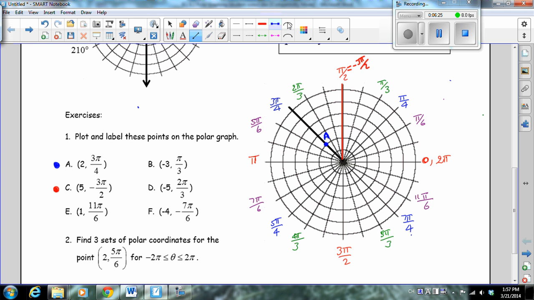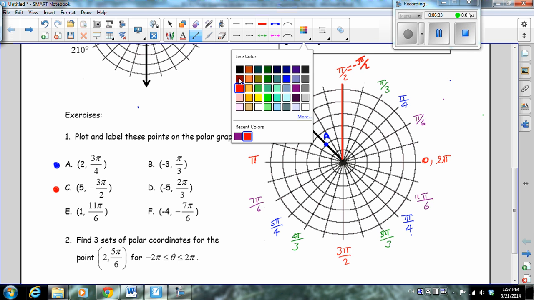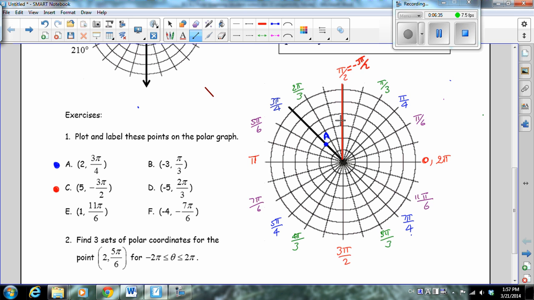From here, I will go ahead and graph it 5 units outwards. So 5 units out will be 1, 2, 3, 4, 5. It will be located here. And maybe I need a different color. This point, I made it purple now. This point is the point C.